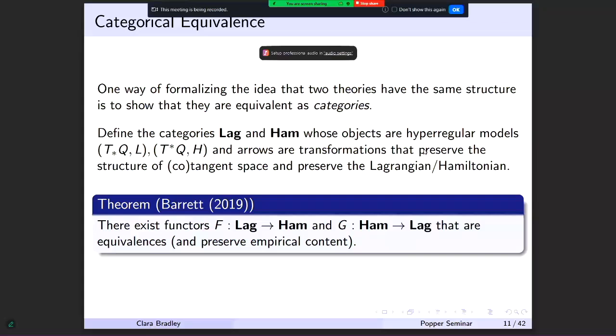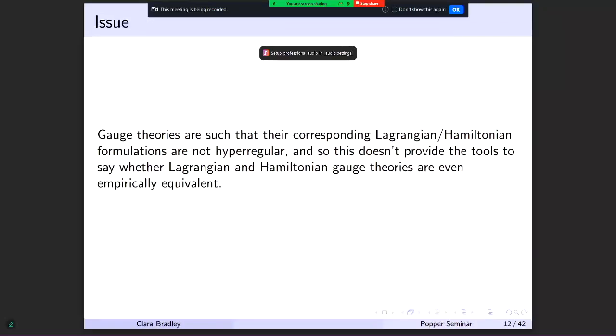We're going to be concerned with the fact that even if this captures equivalence between these hyperregular models, not all of our theories are hyperregular, and in particular, these gauge theories are such that their corresponding Lagrangian and Hamiltonian formulations are not hyperregular, because these maps are not these global diffeomorphisms. And so this doesn't provide the tools to say whether our Lagrangian and Hamiltonian gauge theories are even empirically equivalent to each other. And indeed, there's not some natural way to drop this assumption of hyperregularity and still have this kind of categorical equivalence result.